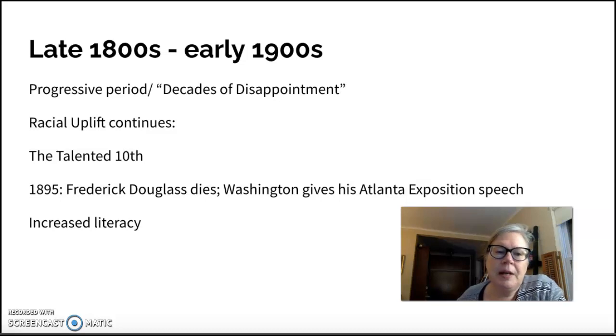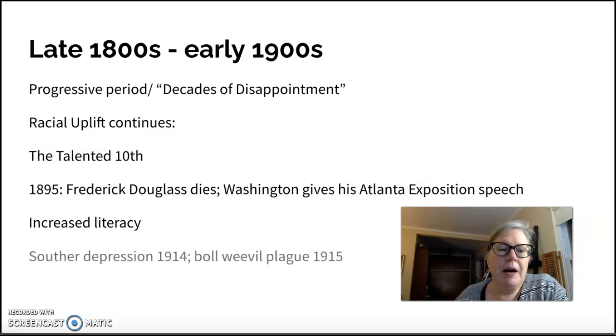We see at this time increased literacy with all the educational opportunities that are increasing. There's a growing audience for Black literature among Black people. We get the Southern Depression in 1914. Sorry about the typo there. And the Boll Weevil Plague of 1915. So again, more continued upheaval into the early 1900s.